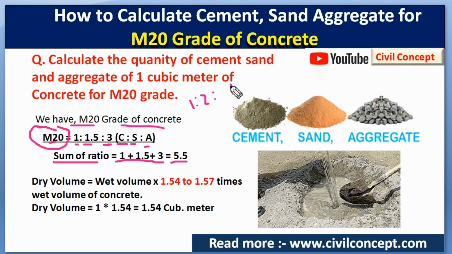1:2:4. Its sum will be 4 plus 2, 6 plus 1 equals 7. But in this case, for M20 grade of concrete, we have 5.5 only. So the sum of the ratio is 5.5.